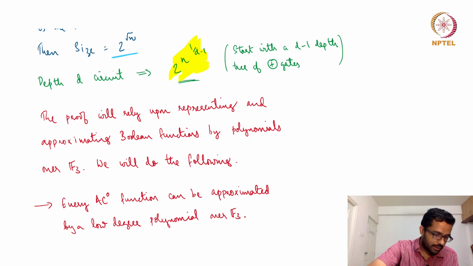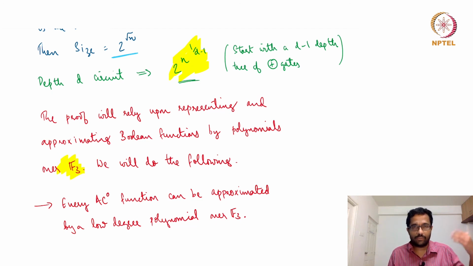And we will actually work over the F3 field. F3 is the field which has only 3 elements, 0, 1 and 2, and everything happens in the modulo 3 sense. So 1 plus 1 is 2, but 2 plus 2 is 4, which is again 1. 2 plus 1 is 3, which is 0. 2 times 2 is 4, which is again 1. So you understand that both addition and multiplication happen modulo 3.